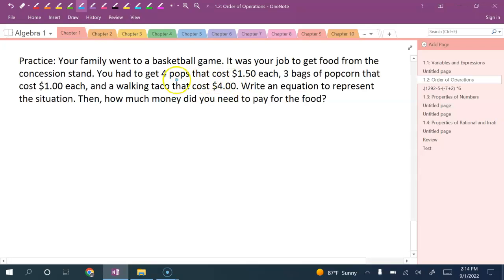So to set up your equation, I would have written it like this: $1.50 times a letter for the pop, so I'm going to use P, plus $1 times, I'm going to use B for bags of popcorn, or you could have used C for popcorn if you wanted to. Any letter is fine, other than P, because you already used P for pop. Then plus 4, use W for walking taco.